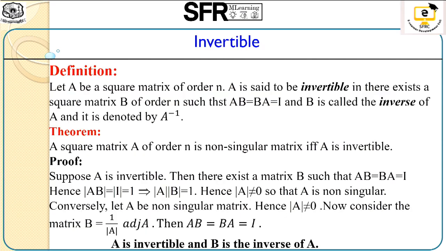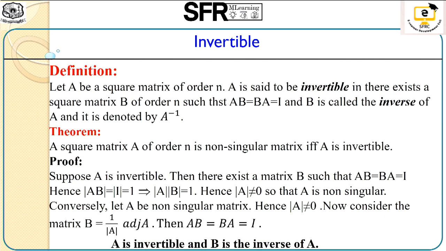Next, I want to define invertible. We know a lot of the definitions regarding matrices. I am giving the main definition here. Let A be a square matrix of order n. A is said to be invertible if there exists a square matrix B of order n such that AB equal to BA equal to I, and B is called the inverse of the matrix A and it is denoted by A inverse.